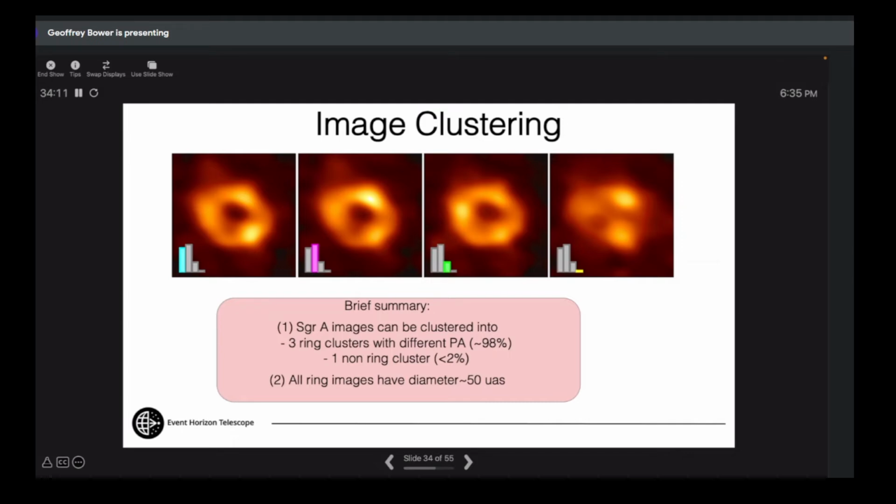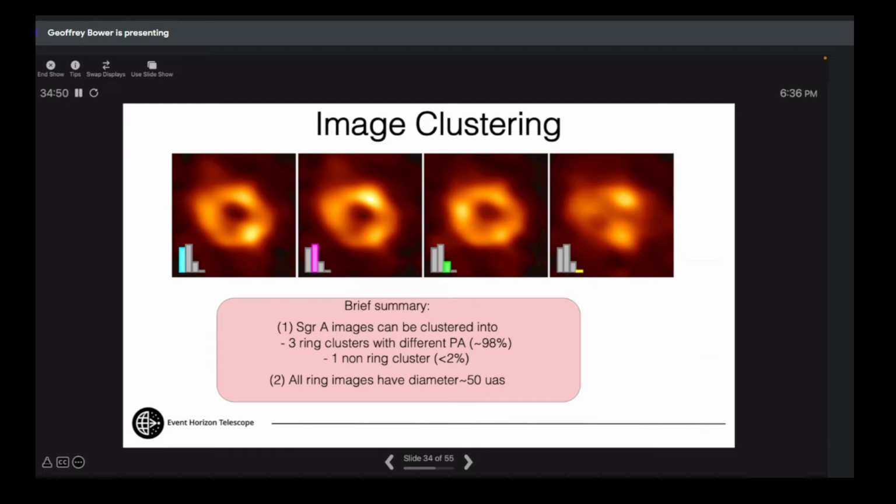It turns out that it's not perfectly associated with that. Some fraction of the images that we reconstruct, a couple of percent, have characteristic sizes of about 50 microarcseconds, but do not resemble a ring, or you have to use your imagination a little bit to recover a ring from that data. So we can't rule out the possibility that these are correct images, but they are very unlikely.